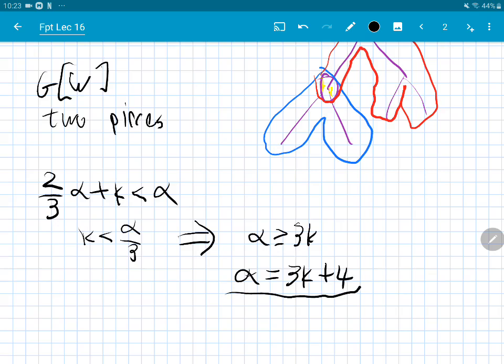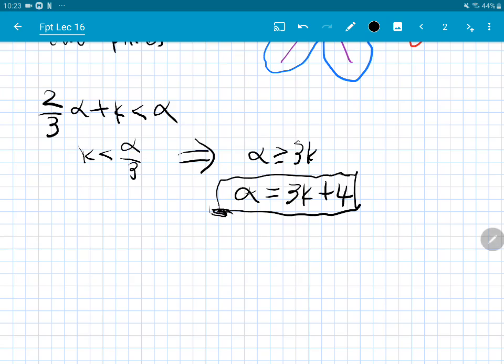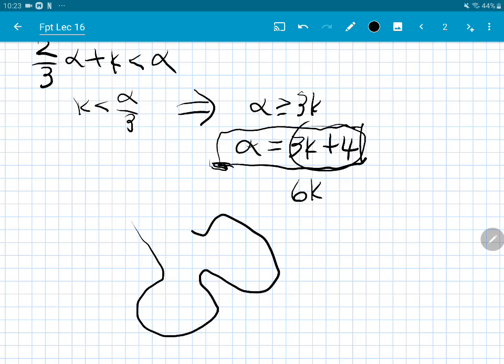Okay, so what does this mean? This is kind of important to understand. So here's what it means. It means that if I give you, and conceptually don't think about it as 3k plus 4. It's much better to think about it as, let's say 6k, right? So a slightly bigger number. So I give you a piece of a graph that has bounded treewidth, right? And it has those active nodes, these interface nodes, right? So what I just proved is that there is, and the number of these interface nodes, let's say, is 6k.